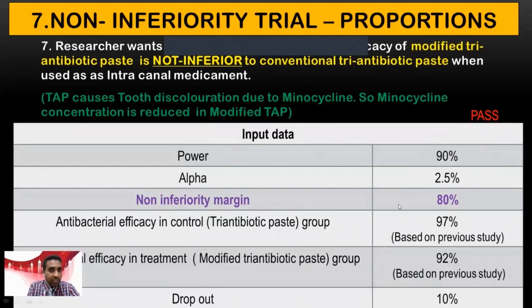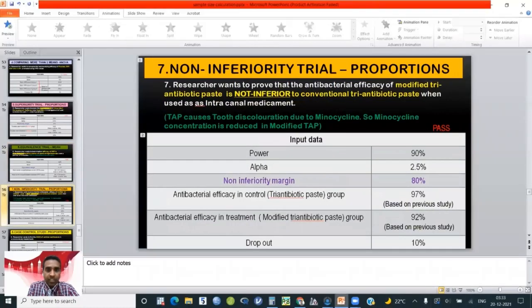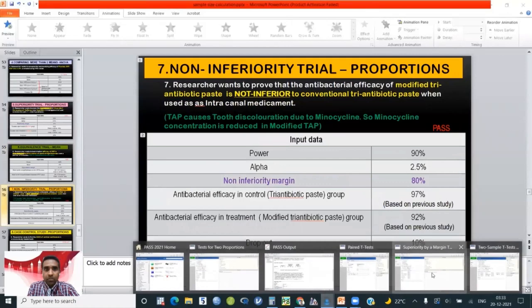Now I wanted the modified triantibiotic paste to be at least 80%, not inferior to 80%. If the antimicrobial efficacy is going to be less than 80%, I consider this modified paste inferior to the triantibiotic paste, so I will not recommend it as an intracanal medicament. So I want it to be at least 80%. But previous studies say the actual effect of modified triantibiotic paste should be 92%. So I want to calculate the sample size considering a dropout of 10%. Let me calculate.